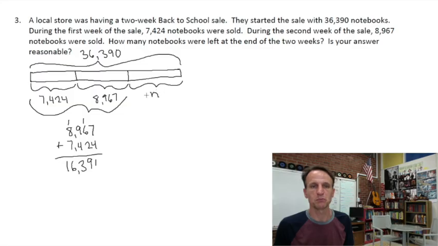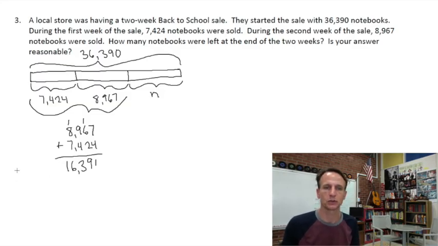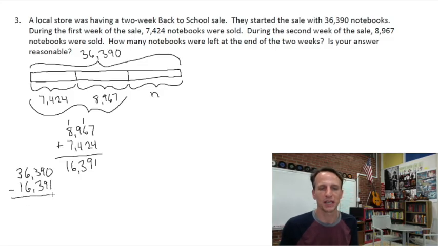So to find the remaining number of notebooks, we need to take the total number of notebooks and subtract what we have there. So let's do it over. I'm going to do it over here in the corner, so I have room for all else we need to do. So 36,390. If I subtract what was sold, is 16,391. Oh, that 1 is going to be a pain, isn't it?